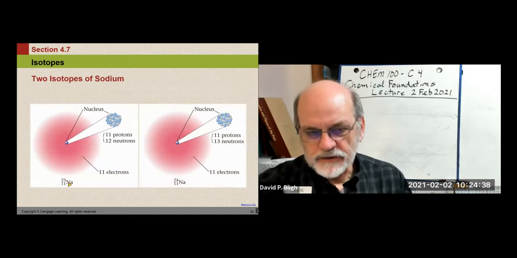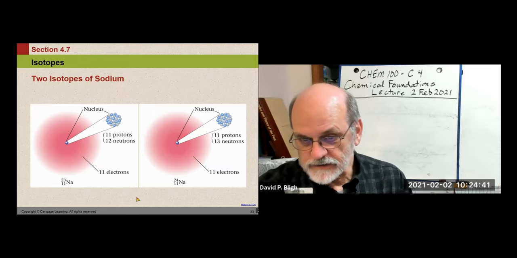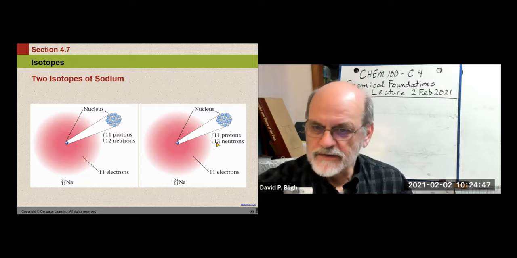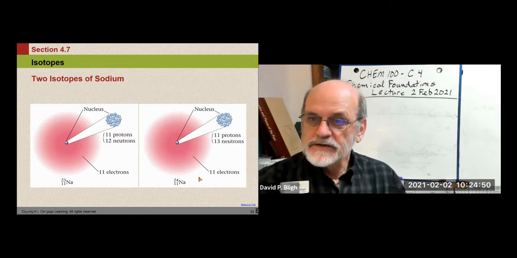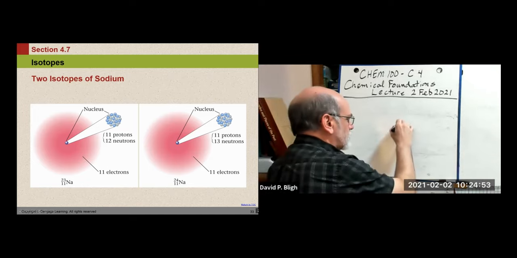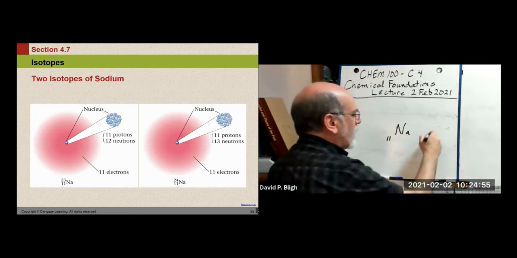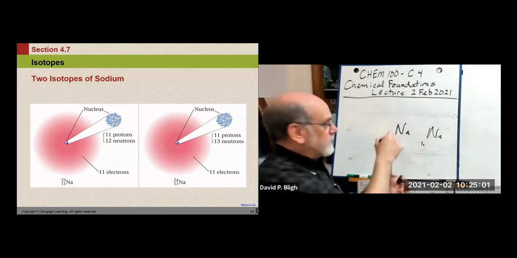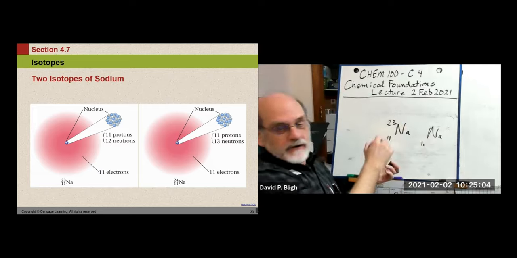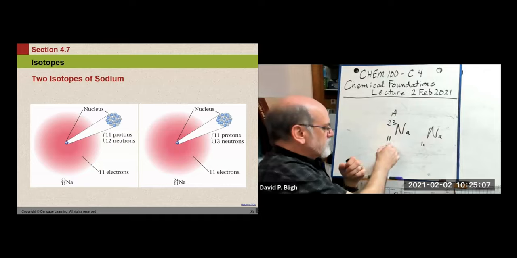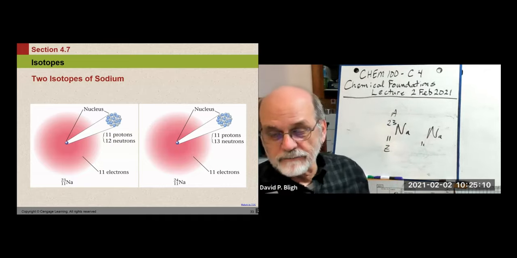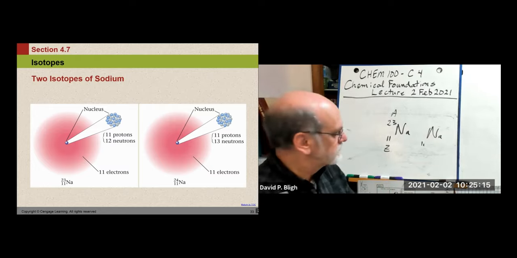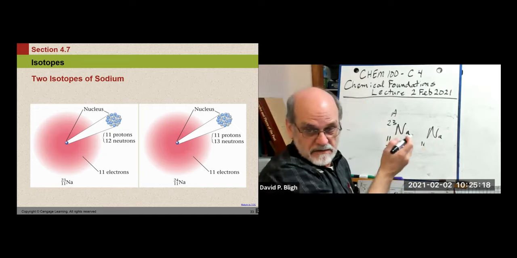So here's an example. Sodium, right? There's 11 protons. So we know they're both sodium. But this one has 12 neutrons and this one has 13. So the mass number for one is 11 plus 12 is 23. And that's often abbreviated as A. What's the A number? This is the Z number. A is the mass number. And it's always a whole number, a summation of the protons and neutrons. This one might be 24.